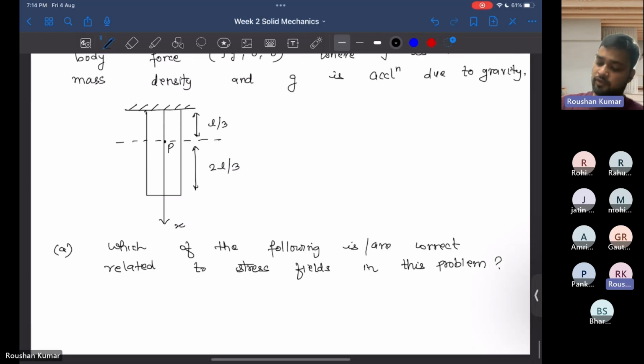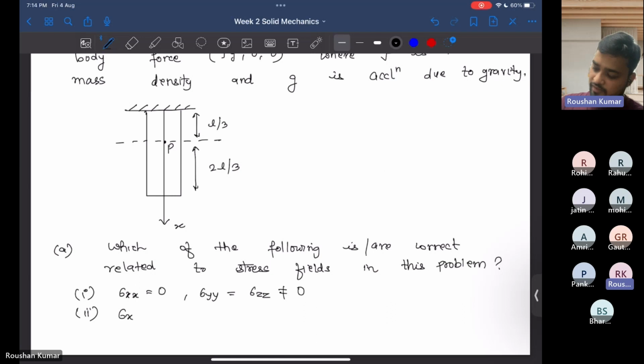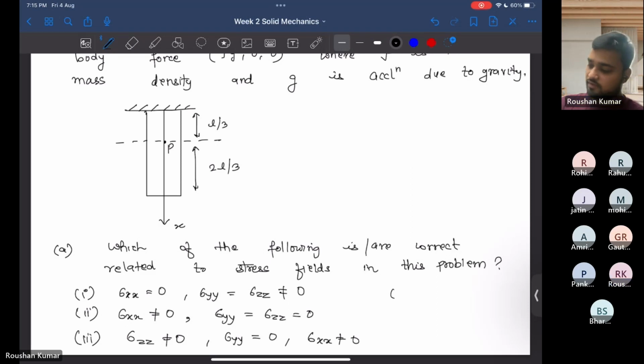Okay, so we have the options. The first option is sigma xx equal to 0, sigma yy equal to sigma zz not equal to 0. The second option is sigma xx is not equal to 0 and sigma yy equal to sigma zz is equal to 0. The third option is sigma zz is not equal to 0, sigma yy is equal to 0 and sigma xx not equal to 0. And the fourth option is none of these.